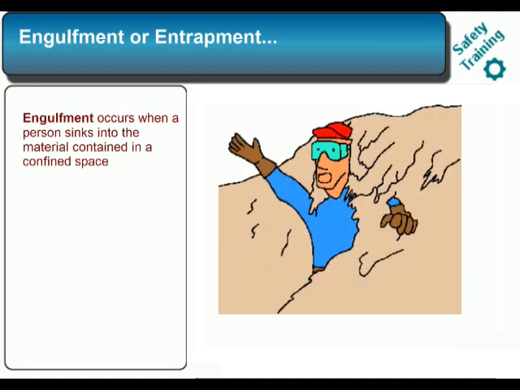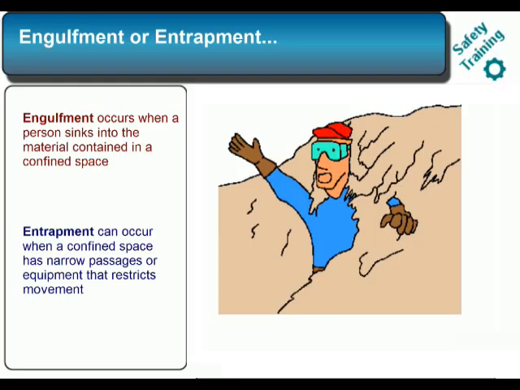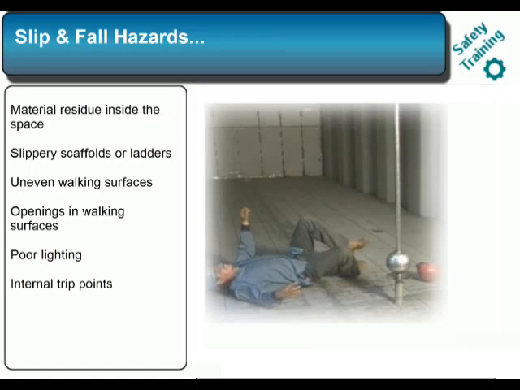Engulfment occurs when a person sinks into the material contained in a confined space. Entrapment can occur when a confined space has narrow passages or equipment that restricts movement. Slip and fall hazards can be caused by material residue inside the space, slippery scaffolds or ladders, uneven walking surfaces, openings in walking surfaces, poor lighting, or internal trip hazards such as tools and service lines.